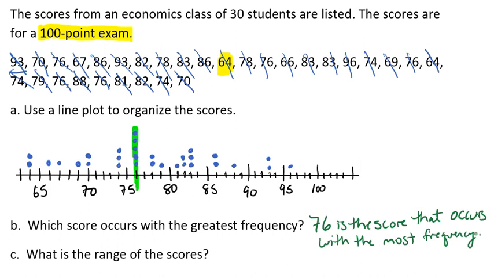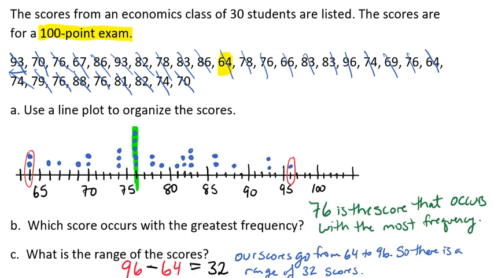And then it says, what is the range of scores? Here we can see that our range of scores goes from 96 to 64. So 96 minus 64. Here we have a range of 32. Because our scores go from 64 to 96, there is a range of 32. And that is how to create a line plot or a dot plot for a set of data.